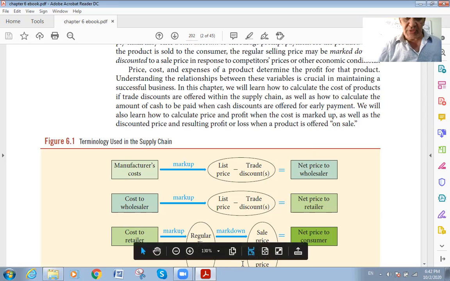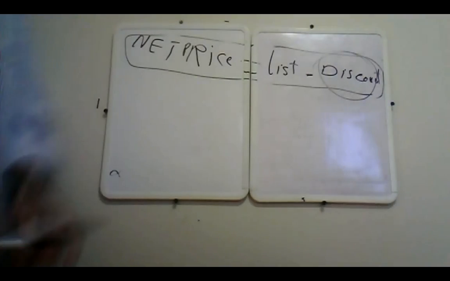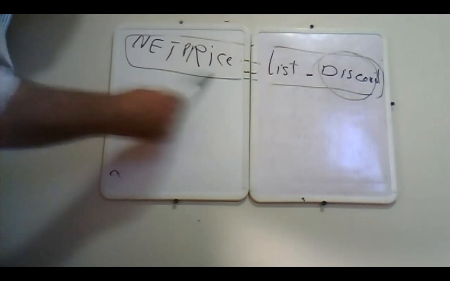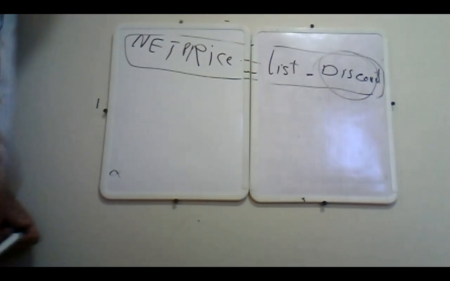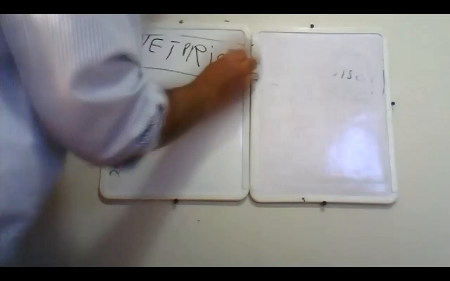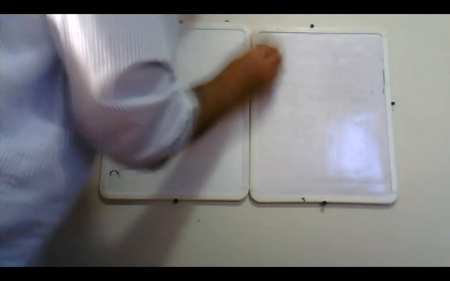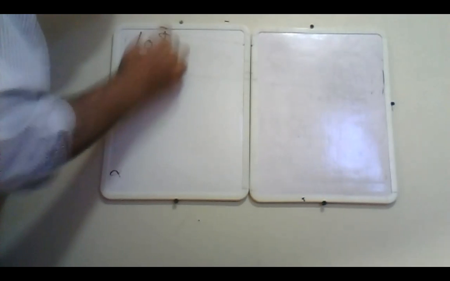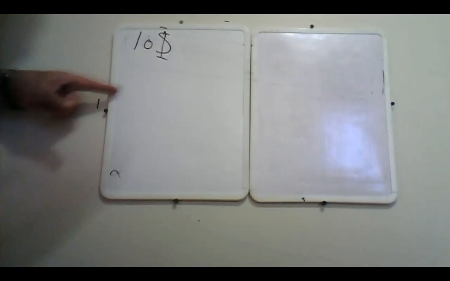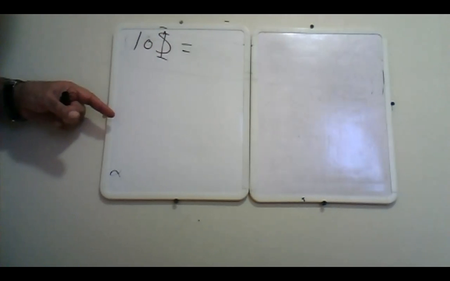So here, I will stop sharing for one minute for you to see the screen back. Look at this. The net price equals the list price minus the discount. So let us say, as an example, you went to buy a sunglass of $10. That's fine. This is the list price.